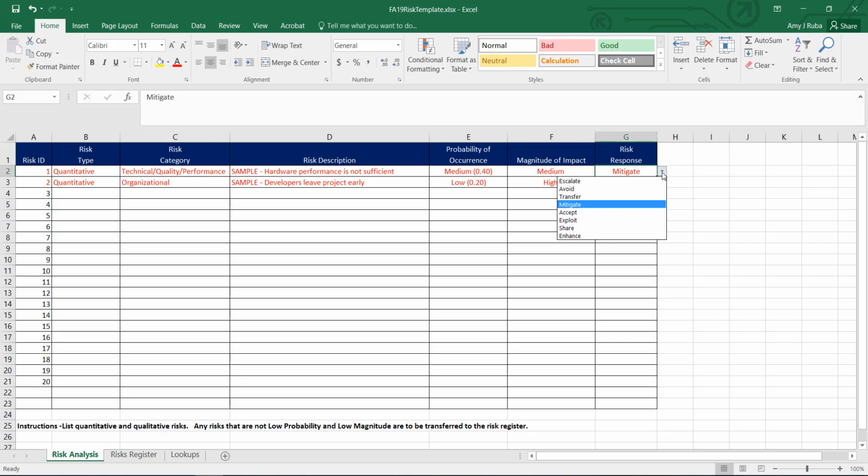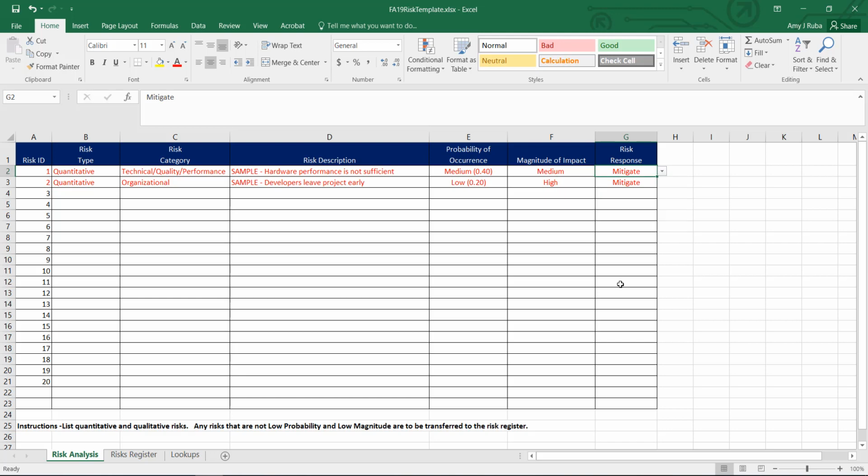Escalate and accept, which can be used for both positive and negative risks, as well as exploit. This is where you look to ensure that the risk will actually occur. Share. This risk response is similar to transfer because you will be assigning a third party to manage the opportunities of the risk. And the final one is enhance. This is where you will attempt to increase the probability and/or impact of the positive risk.